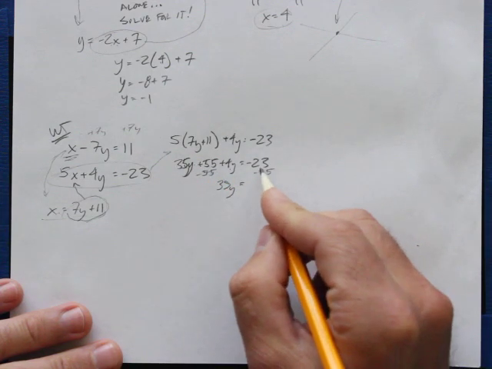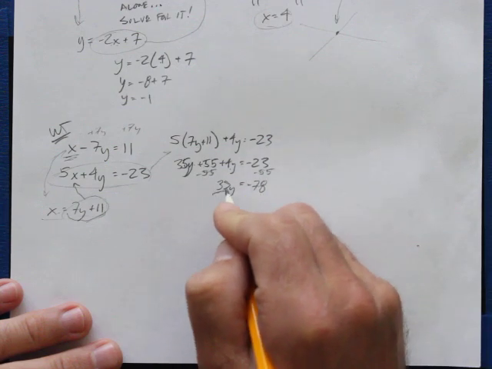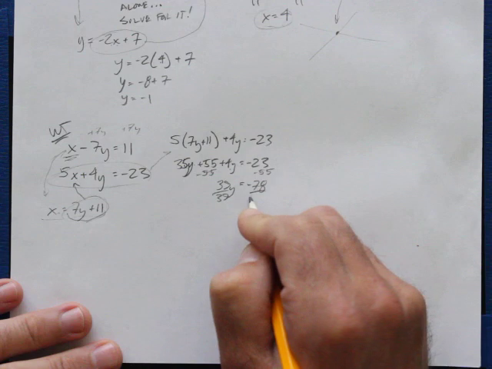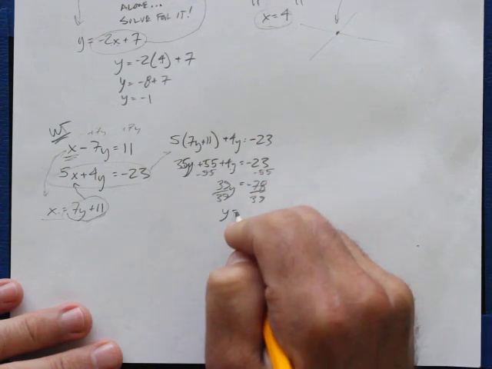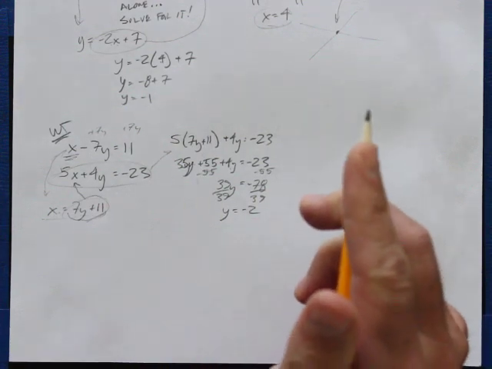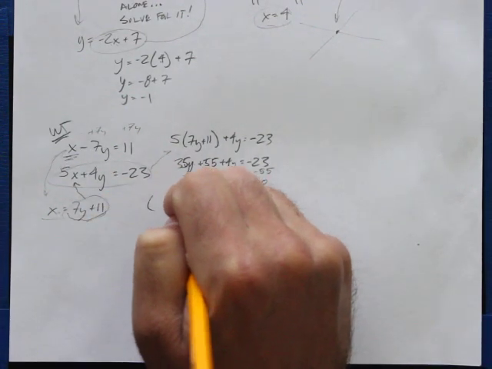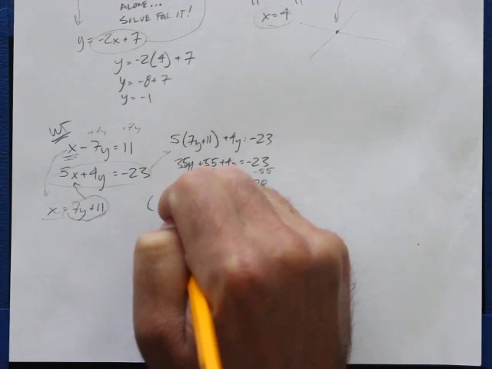39y equals 78, negative 78. Divide by 39. And y equals negative 2. All right, I'm not done. I've got my y value, so I'm going to put my answer right here. My y value is negative 2.